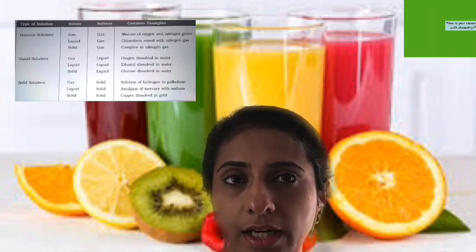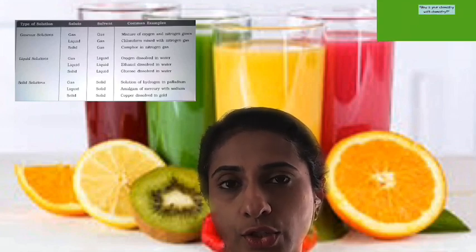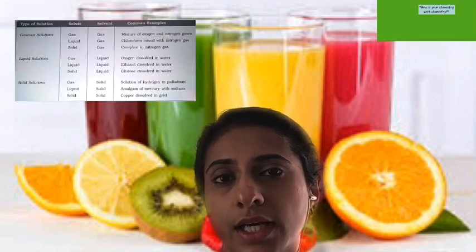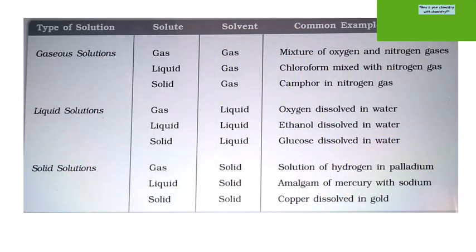We have a table here with the type of solution, solute, solvent and some common examples. For gaseous solution, the solvent will be gas. Solutes can be gas, liquid and solid. Example for gas and gas solution, mixture of oxygen and nitrogen gas. Liquid solute in gaseous solvent, example chloroform in nitrogen gas. Solid solute in solvent gas, example camphor in nitrogen gas.